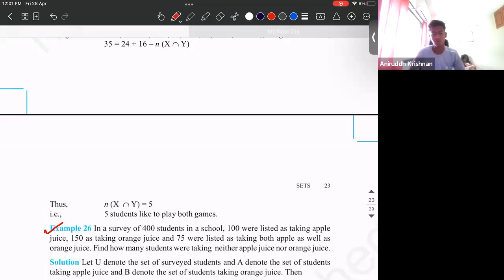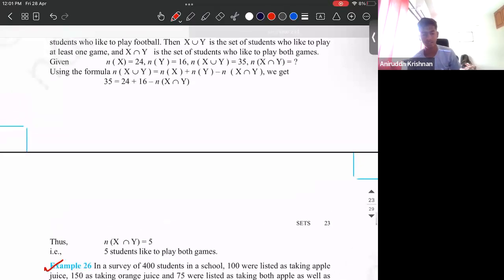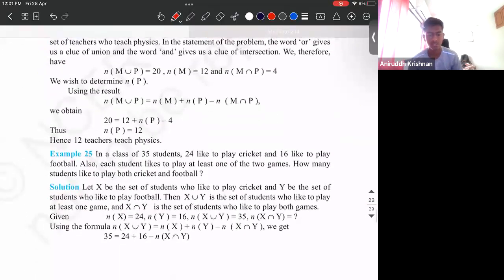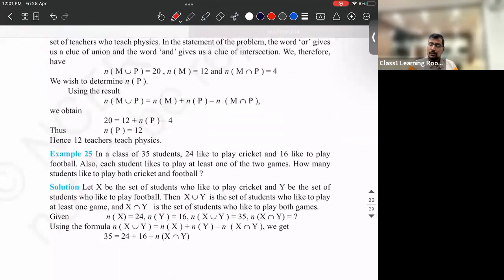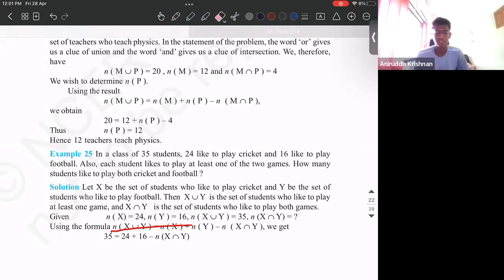Sir, can you show the formula for the example 25? This same formula. This one. Okay.